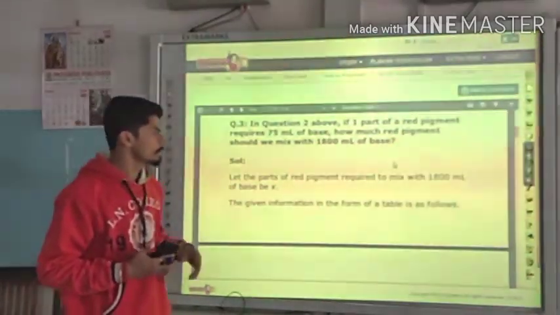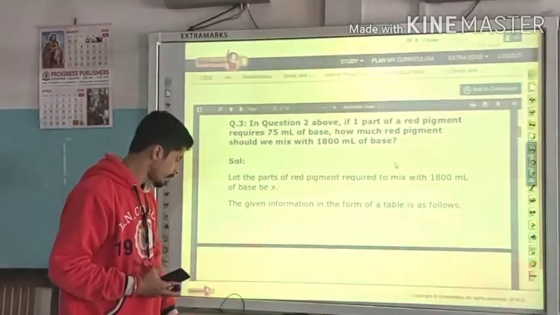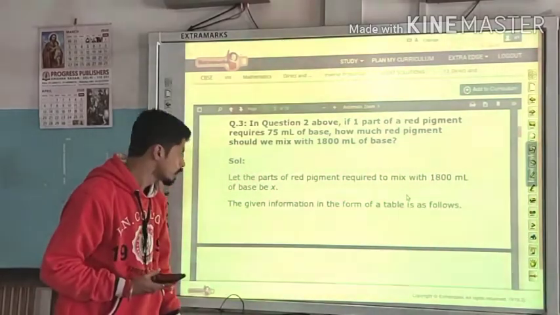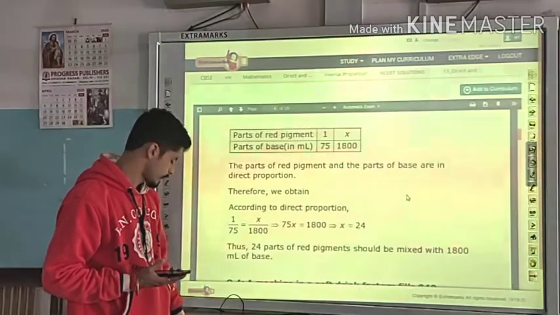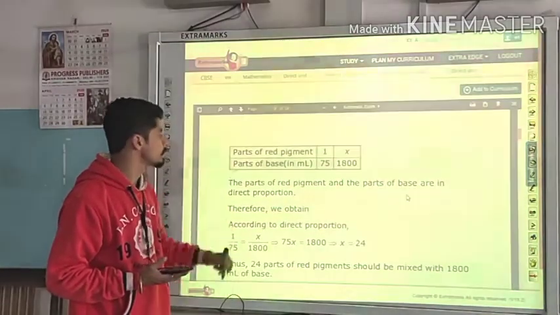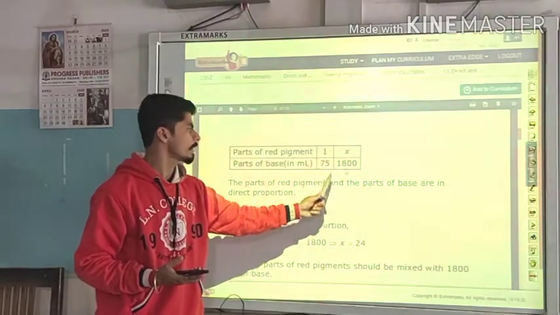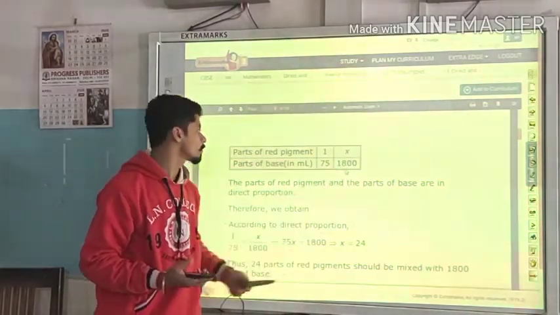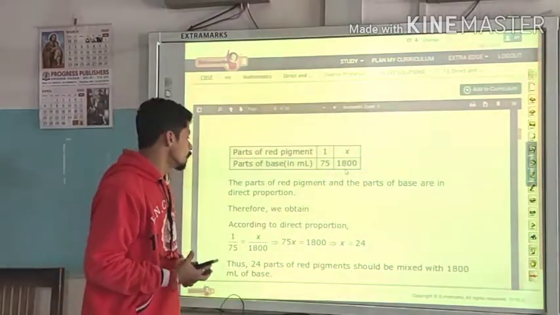Let the part of the red pigment required to mix with 1800 milliliter of base be x. Now the given information in the form of a table is as follows. Firstly we have to write the data in this table. Part of red pigment will be 1 and the base will be 75, and the base is given as 1800, but we do not know the red pigment, so we have to find it.